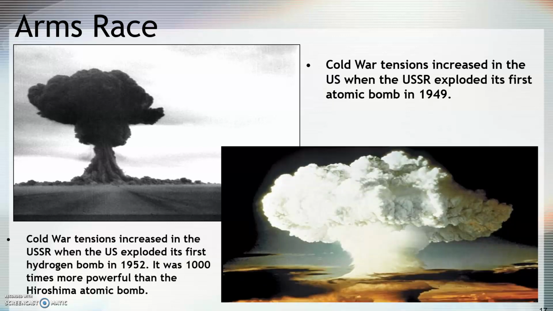In 1952, the U.S. exploded the first hydrogen bomb, which was 1,000 times more powerful than the atomic bomb dropped on Hiroshima. So again, here we see both sides trying to develop these weapons, and then trying to one-up each other by building bigger and bigger, more powerful weapons, and also more weapons. By the end of the Cold War, both sides had thousands of nuclear weapons, and had World War III started, it would have truly been the end of the world as we knew it.